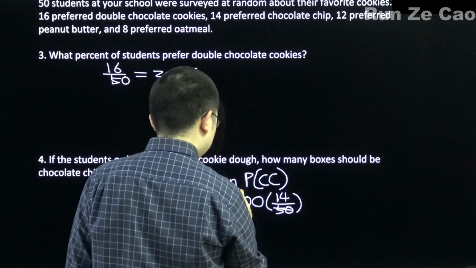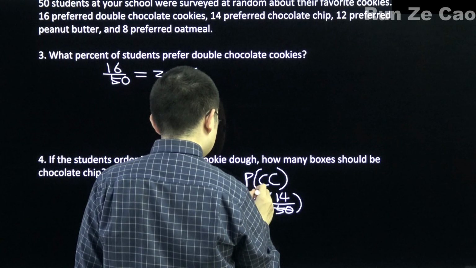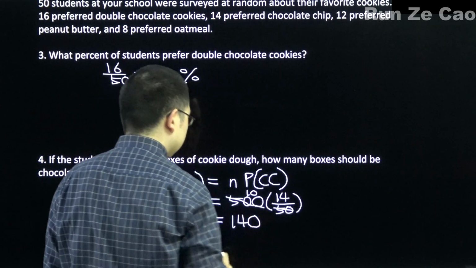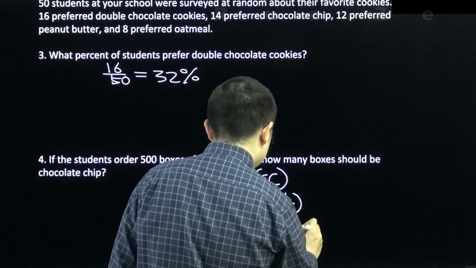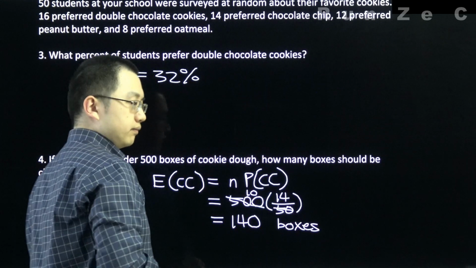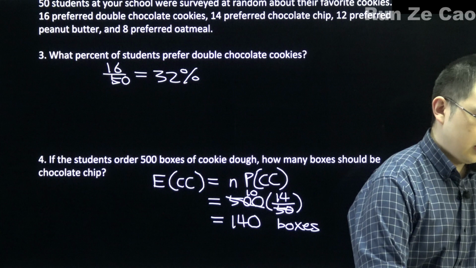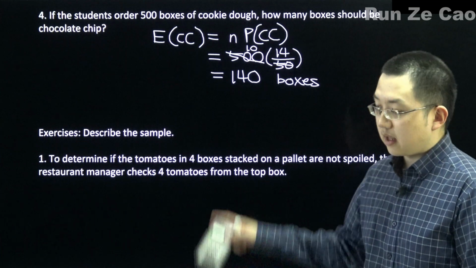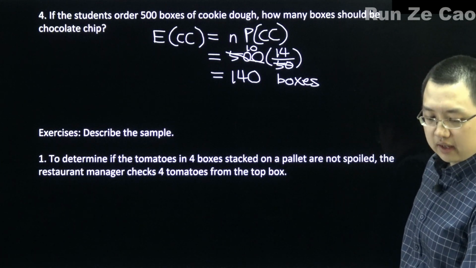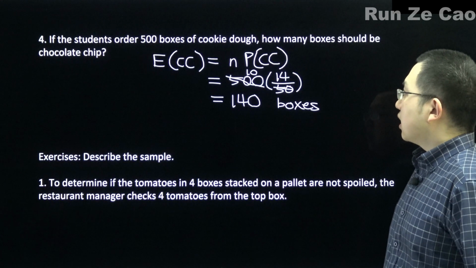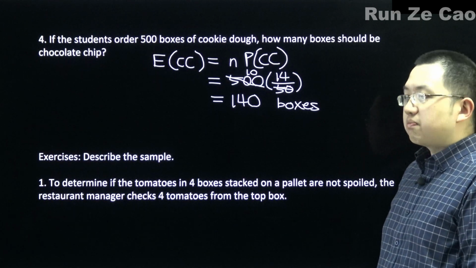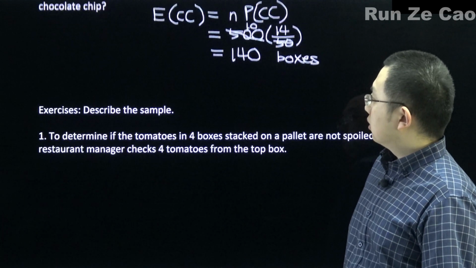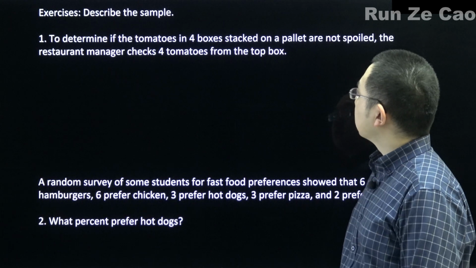So you cancel out the 50, and you end up with a 10. Okay, so you end up with 140 boxes. Boxes, that's the unit involved. You expect to order 140 boxes of chocolate chip according to the data that you gathered. Of course, 50 students is probably not a great idea if your school is large enough that you're actually expecting to reasonably sell 500 boxes of cookie dough or make enough cookies out of those.